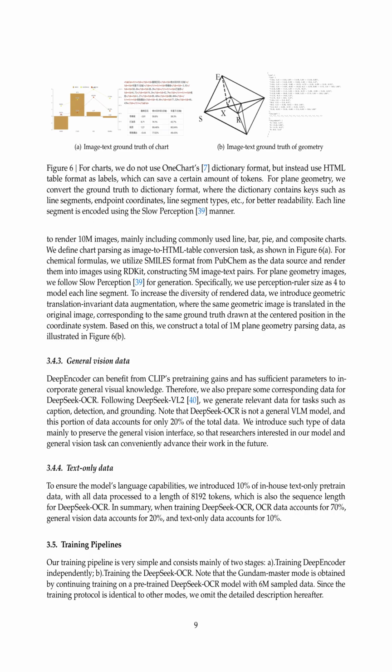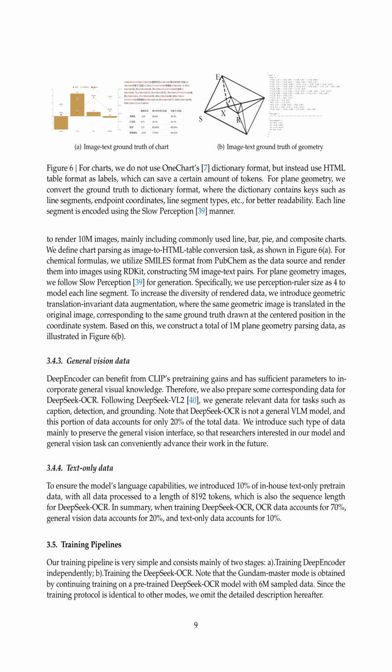For plane geometry, we convert the ground truth to dictionary format, where the dictionary contains keys such as line segments, endpoint coordinates, line segment types, etc., for better readability. Each line segment is encoded using the Slow Perception 39 manner. To render 10M images, mainly including commonly used line, bar, pie, and composite charts, we define chart parsing as image to HTML table conversion task as shown in Figure 6a.